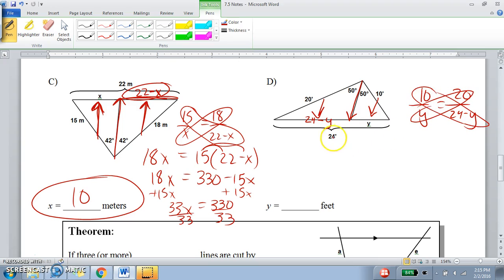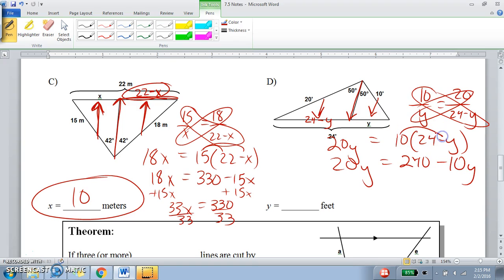Cross multiply again. 20Y equals 10 times this whole thing. 10 times 24 is 240 minus 10Y. Add the 10Y to combine all the Y's together on one side. So 30Y equals 240. When I divide by 30, we get that Y equals, oops, not 80, 8. Just 8.